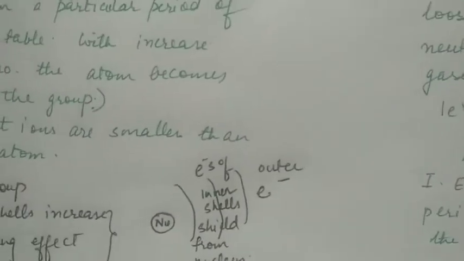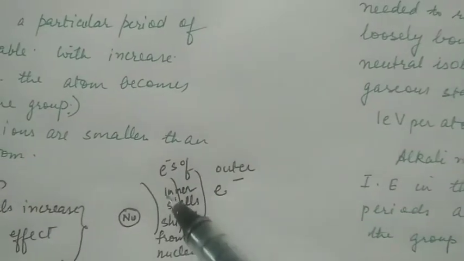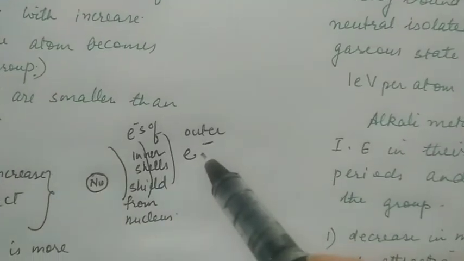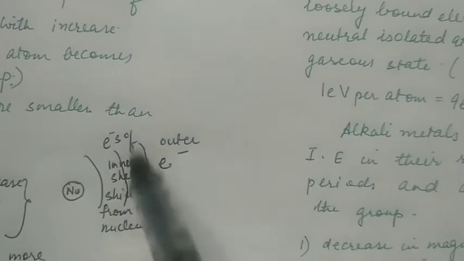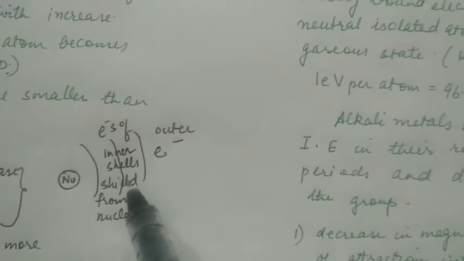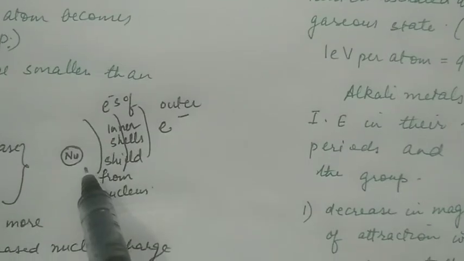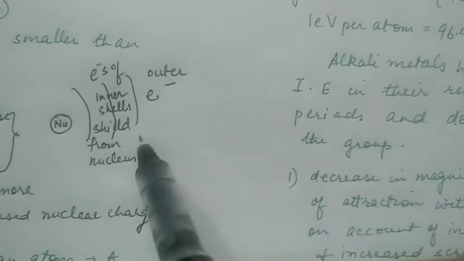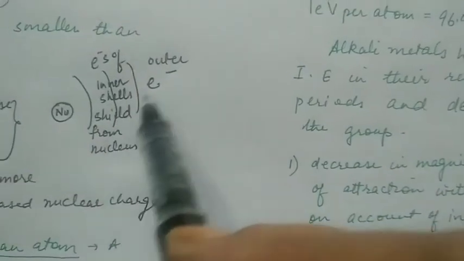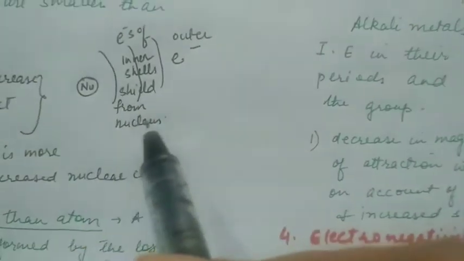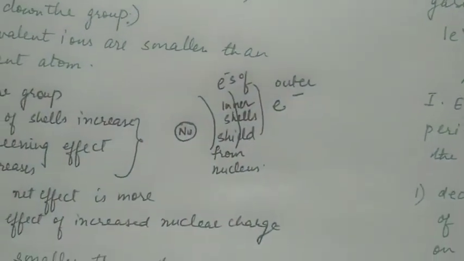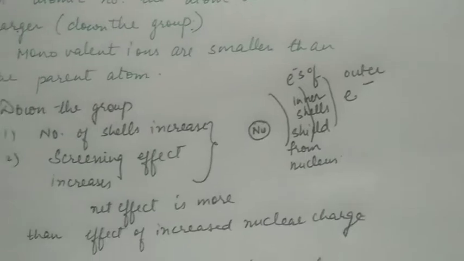What is the screening effect? This is the nucleus of an atom. These are the inner-lying shells in which electrons are present, and this is the outermost electron. The inner electrons of the shells shield the outer electron from the effect of the nucleus. The nucleus will not be able to attract it to a particular extent, so they shield the outer electron, and as a result the size increases. The hold of the nucleus on the outer electron decreases. This effect is called the shielding effect or screening effect.